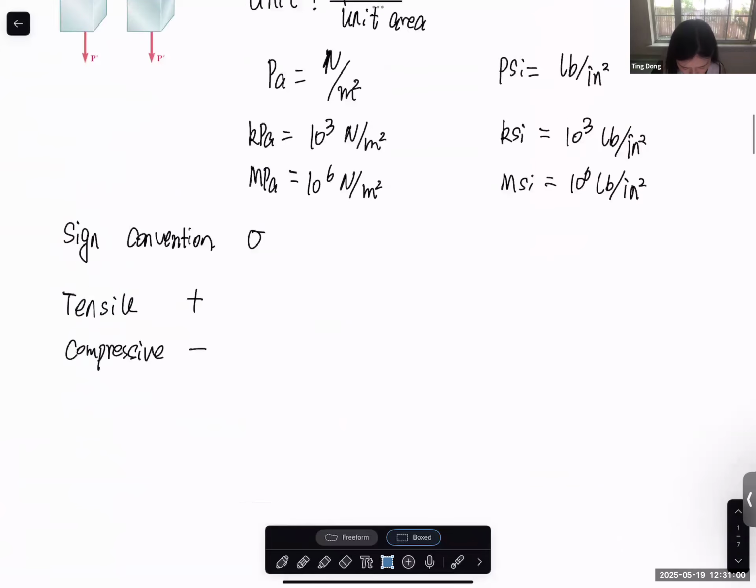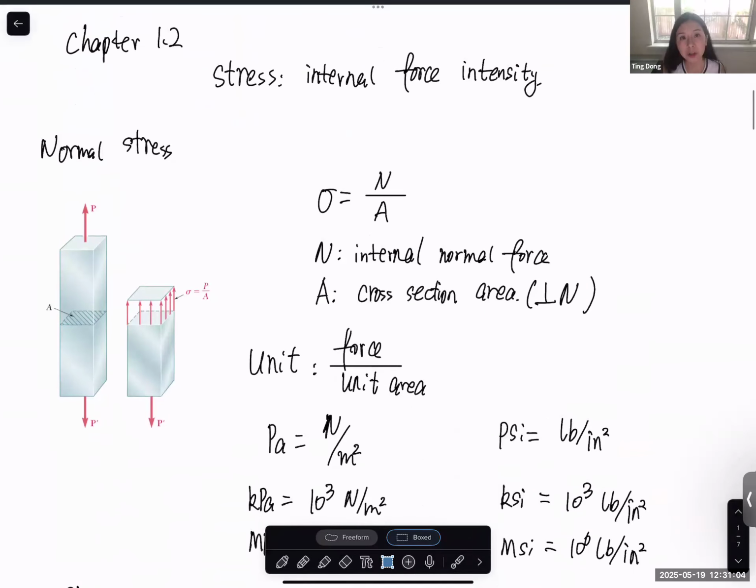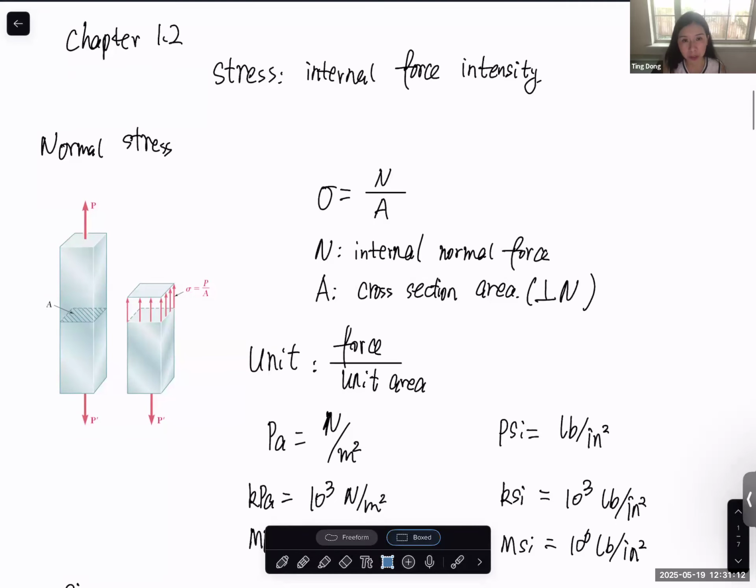In the last class, we talked about stress. Basically, the general definition is internal force intensity, so it's internal force over area. Internal force is from statics, so that's why we keep emphasizing the importance of statics for this class. Everything is built on statics. You need to calculate internal force first, and then calculate internal force intensity, which becomes stress.